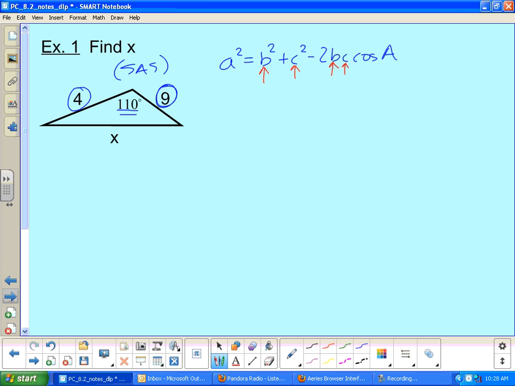So if I set it up that way, then this becomes x squared is equal to 4 squared plus 9 squared minus 2 times 4 times 9 times the cosine of, and remember, these always go hand in hand. That means I have to have the angle across from the side I'm looking for, and 110 is across from the side that I'm looking for. So that's what goes right there.